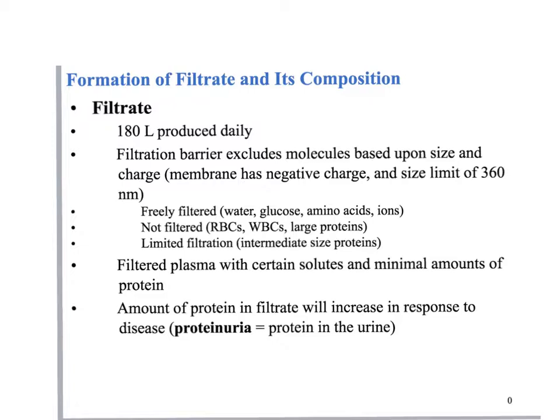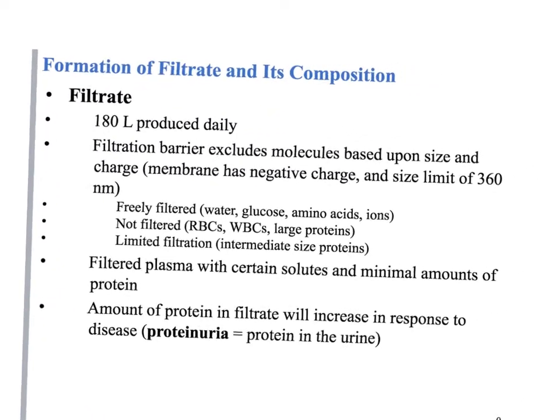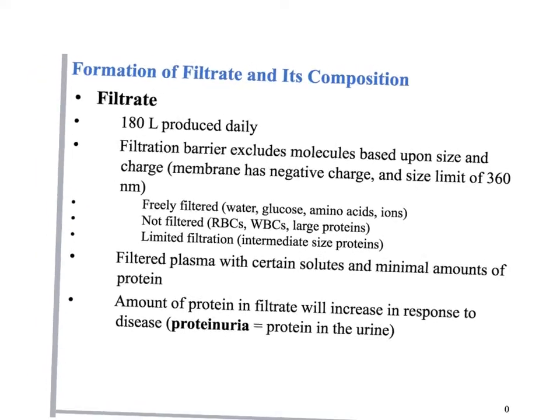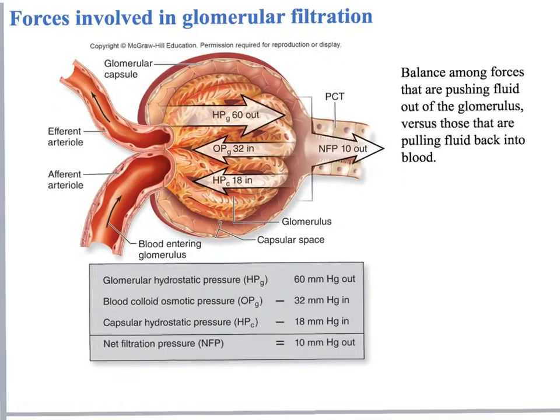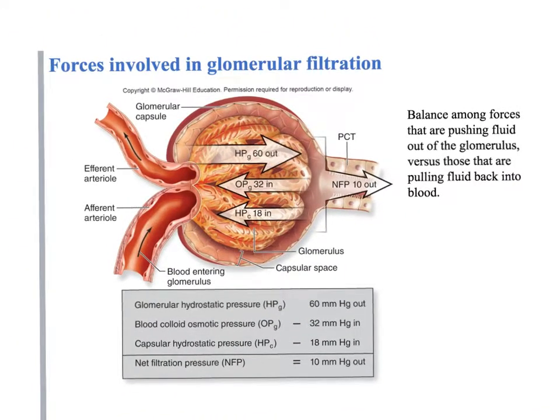So the filtrate resembles filtered plasma, right? With certain solutes and minimal amounts of protein. Protein in the urine is called proteinuria, and it's indicative of, like I said, a problem with the kidneys or with the filter. So what drives this? I've already said it a couple times. What drives this process of glomerular filtration? Pressure. Okay? It's really involved with the pressure of the blood going into the glomerulus.